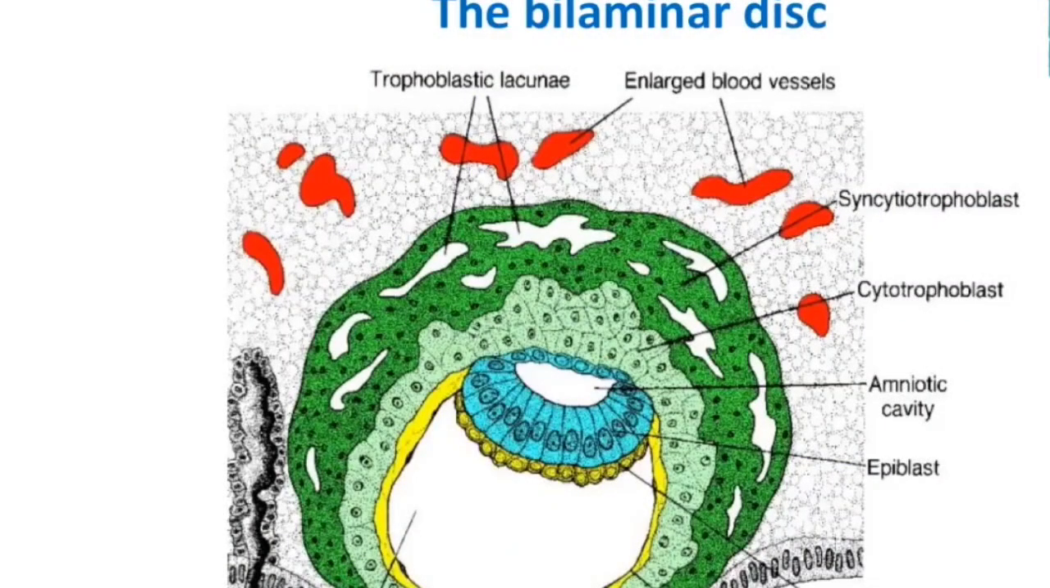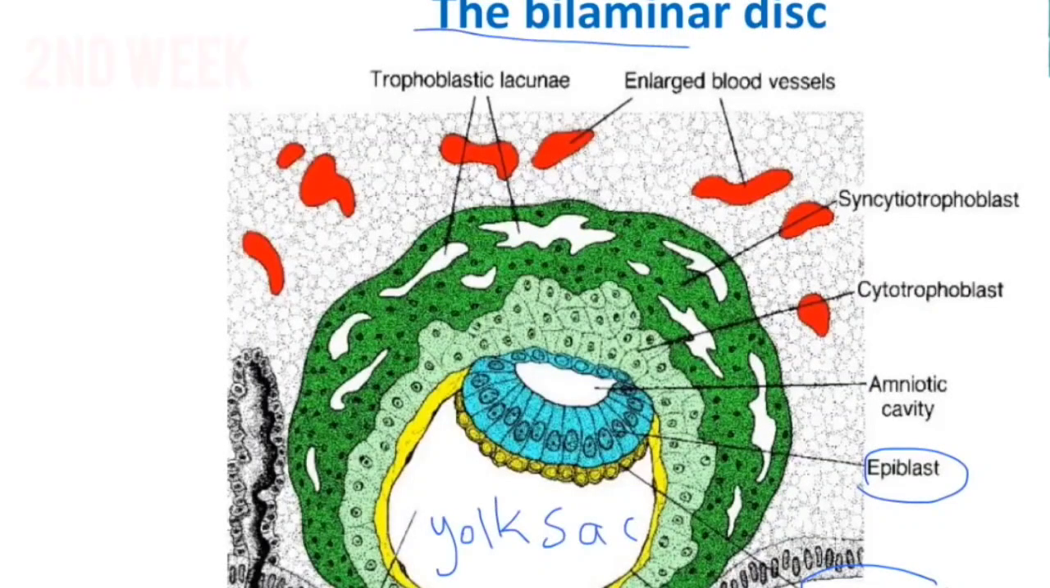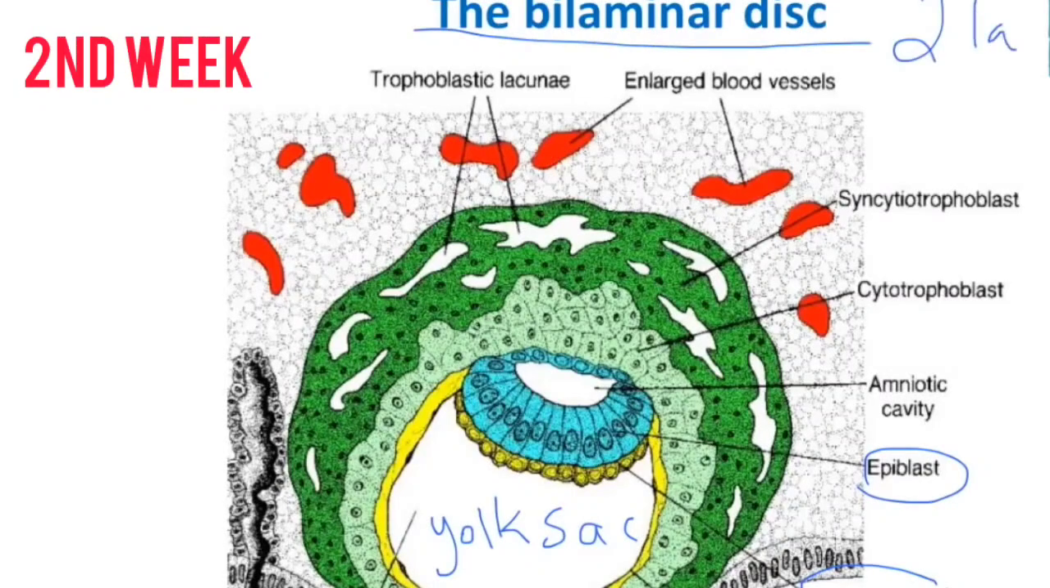The bilaminar disc. Now, what happens here? Remember the blastocyst in the last picture? Now, the inner cell mass started to differentiate into 2 layers of cells. One called the epiblast, which is blue in color, and one called the hypoblast. Now, those 2 epithelial layers start developing cavities within them. So within the epiblast, you have the amniotic cavity, and within the hypoblast, you have the yolk sac. And this is what we call the bilaminar disc, because it's a 2-layered phase of the embryo. One is the epiblast, and the second is the hypoblast.